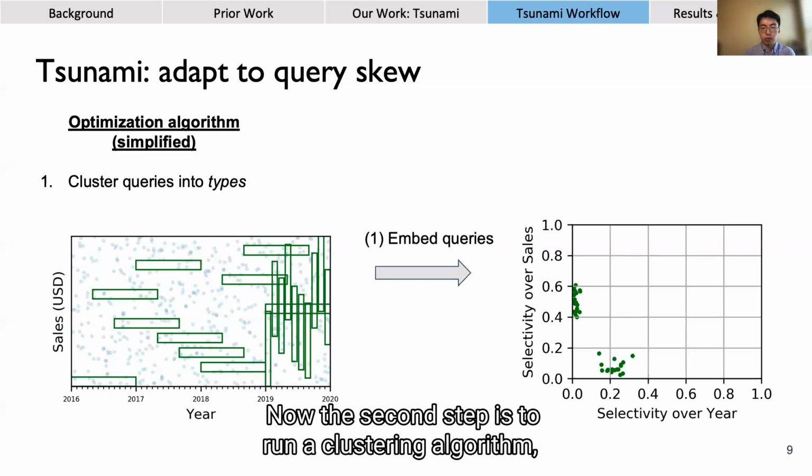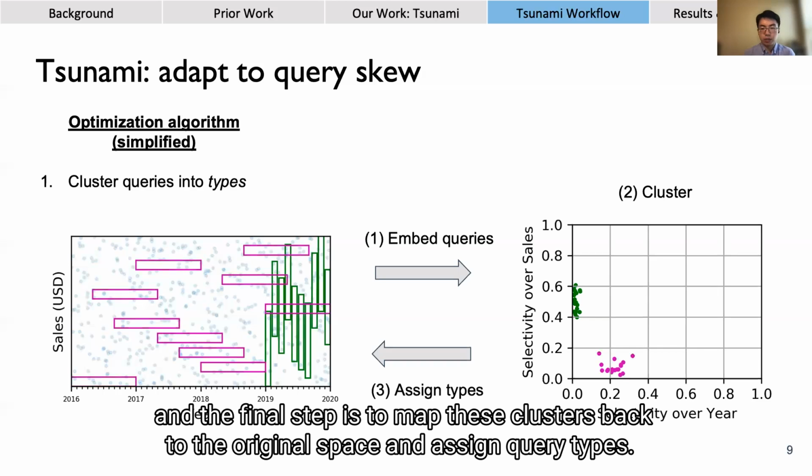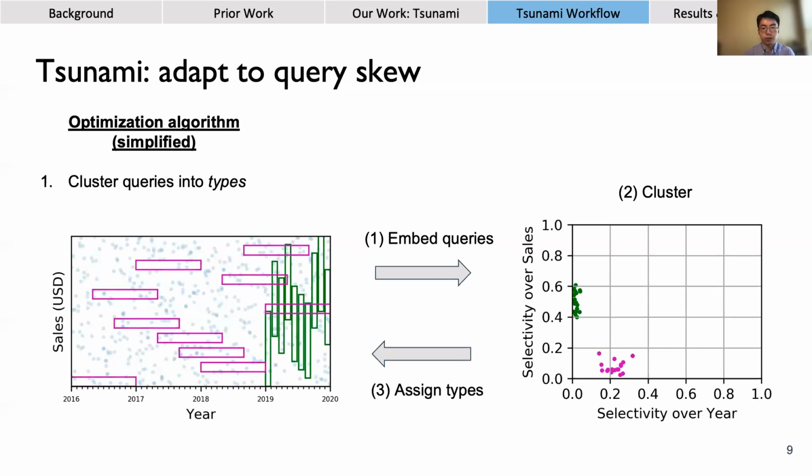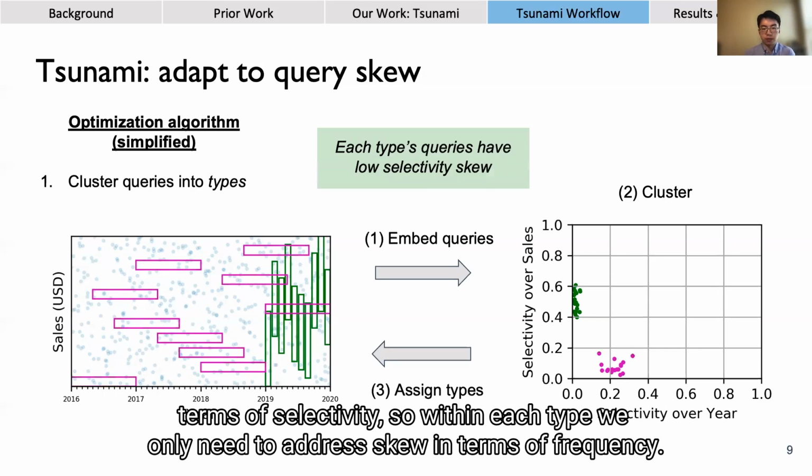Now, the second step is to run a clustering algorithm, which in our example finds that there's two distinct clusters. And the final step is to then map these clusters back to the original space and assign query types. So the purpose of clustering is that now queries belonging to a specific type have low skew in terms of selectivity. So within each type, we only need to address skew in terms of frequency.